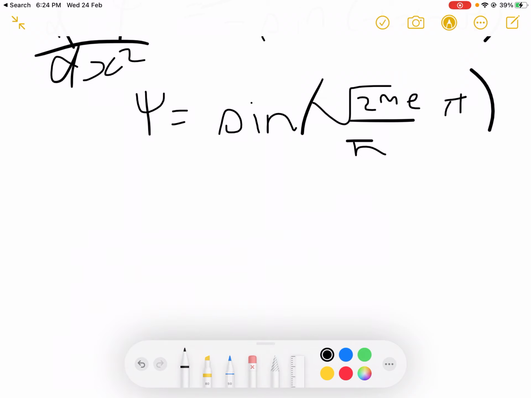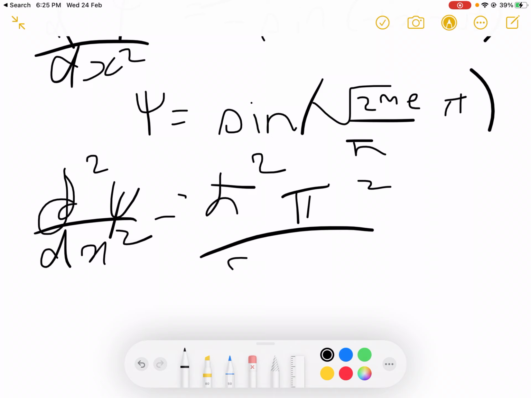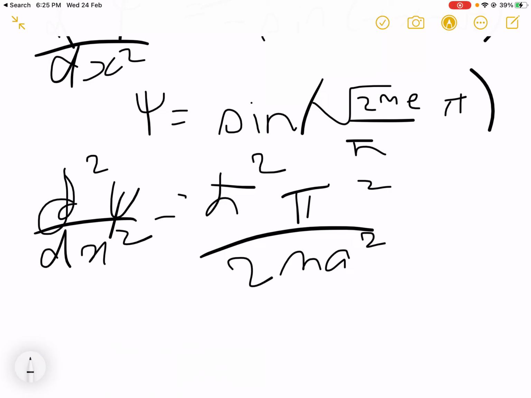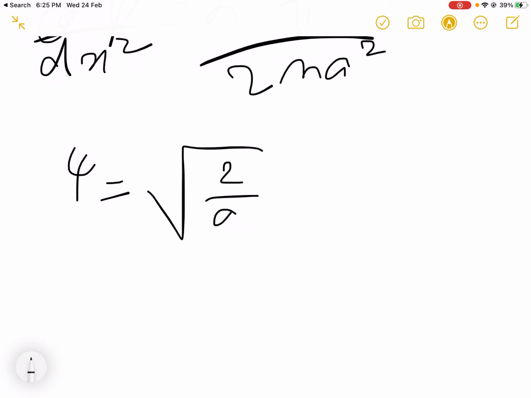So d squared psi over dx squared can also be written as h bar squared pi squared over 2ma squared. Then we can normalize the entire thing and get psi equals the square root of 2 over a times the sine of pi x over a.